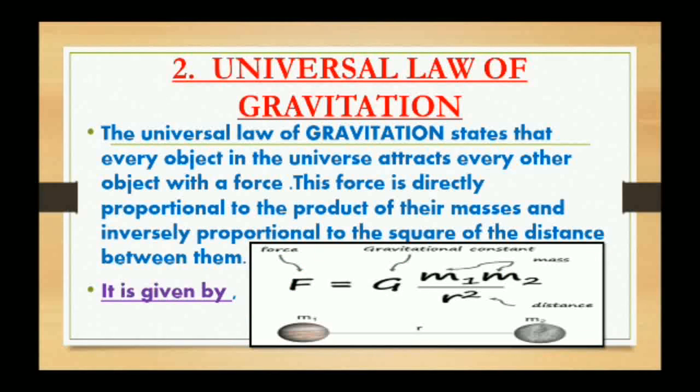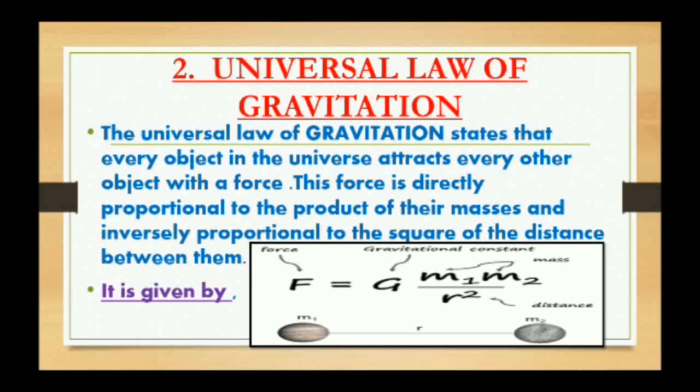Universal law of gravitation. What is universal law of gravitation? So there is a law which is related to gravitation and which is applicable to the whole universe. And this law of gravitation, which is applicable to the whole universe, is known as universal law of gravitation. Let us study what is universal law of gravitation. The universal law of gravitation states that every object in this universe attracts every other object with a force.